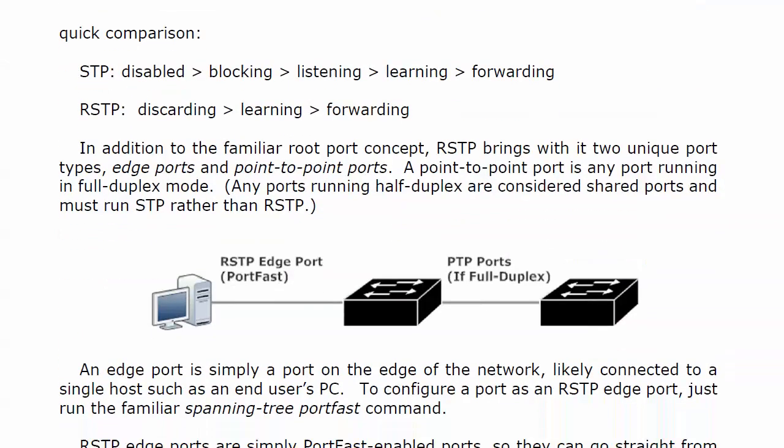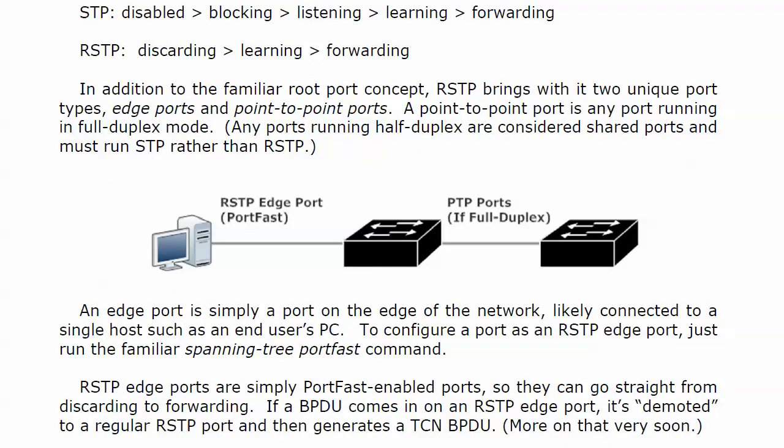And just a quick comparison for you here before we talk about edge ports and point-to-point ports. STP ports go disabled, blocking, listening, learning, forwarding. RSTP, discarding, learning, forwarding. Those are the two paths.